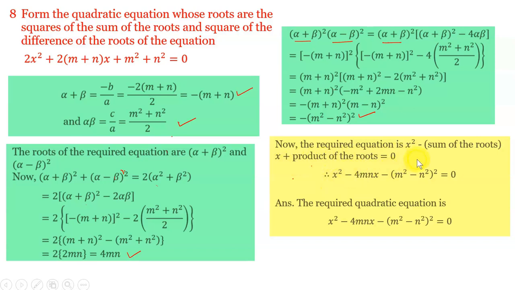Therefore x square, what is the sum of the roots? That is the sum of the roots is 4 times mn, therefore minus 4mn into x and the products of the roots minus in bracket m square minus n square bracket square, and that's equals to 0. And therefore this is the required quadratic equation.